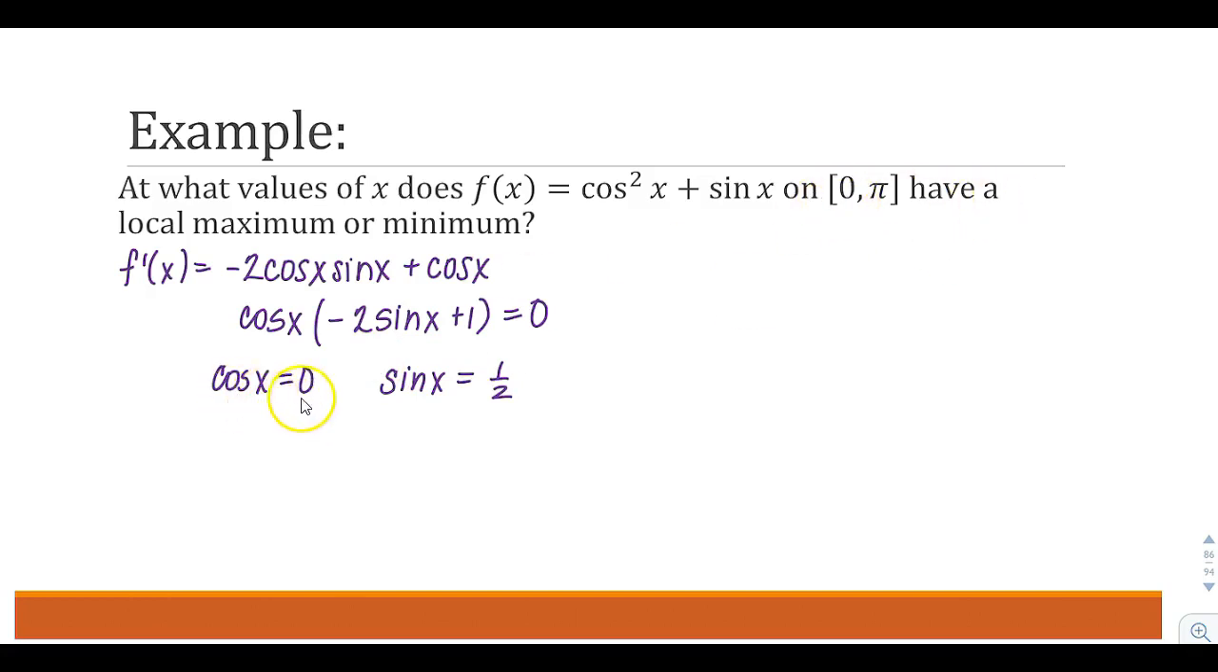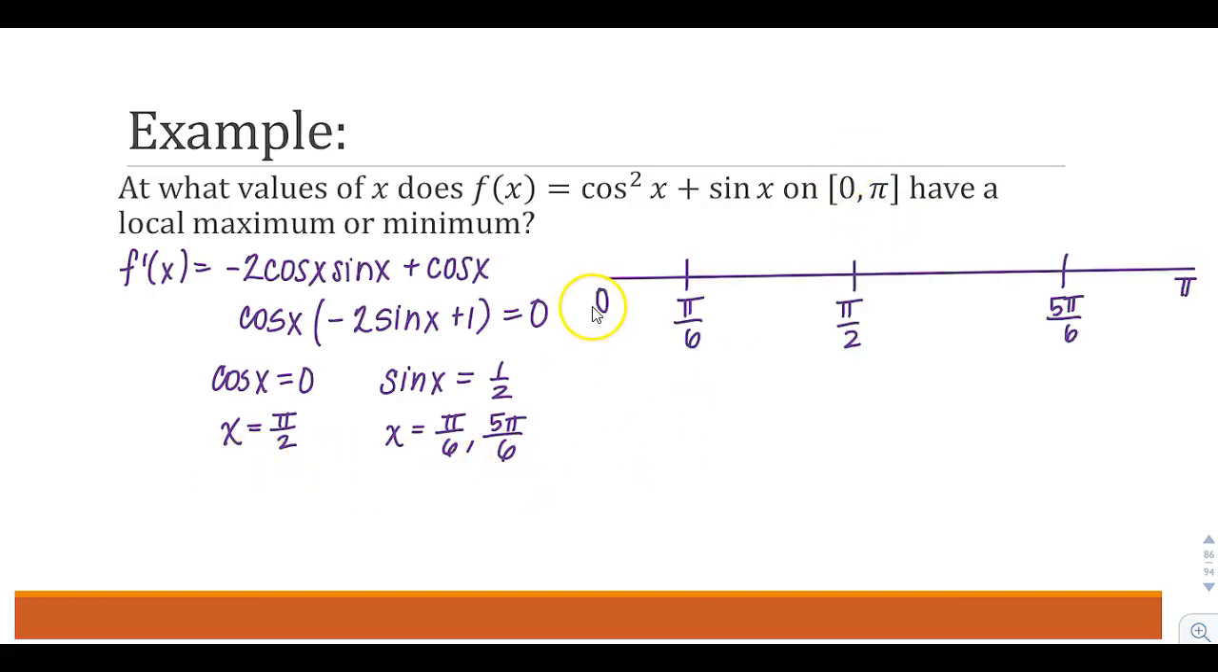So cosine x equals 0 at the x value pi over 2, if we're restricted from 0 to pi. And sine x is equal to 1/2. Well, sine is positive in quadrants 1 and 2 with a reference angle of pi over 6. So we have two answers there. We have pi over 6 and 5 pi over 6. So we're going to go ahead and split up our restricted domain from 0 to pi at each of these critical values.